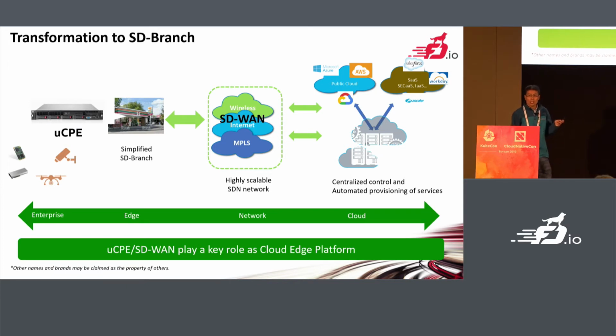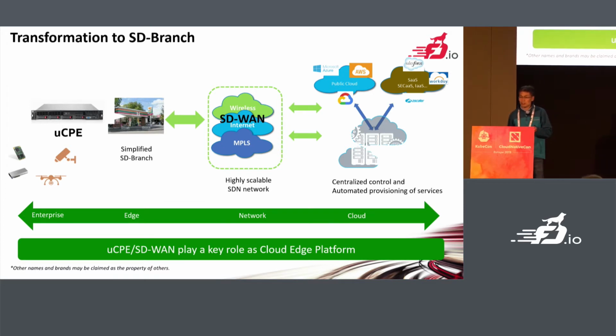On the transport network side, we can provide different services such as wireless, internet, and IPS, and also provide the SD-WAN optimization. On the data center side, we can support centralized control with the SDN controller and orchestration, and also we can configure the services quickly. So as a result, we will provide services as a cloud edge platform.